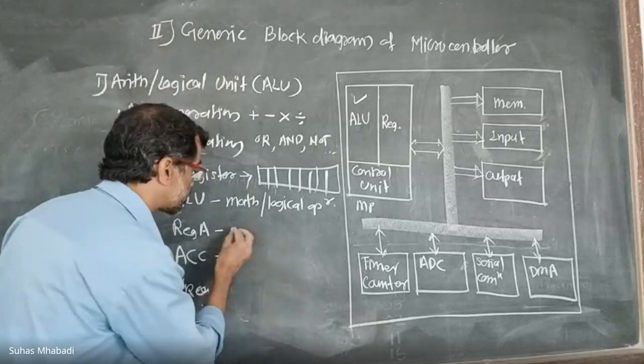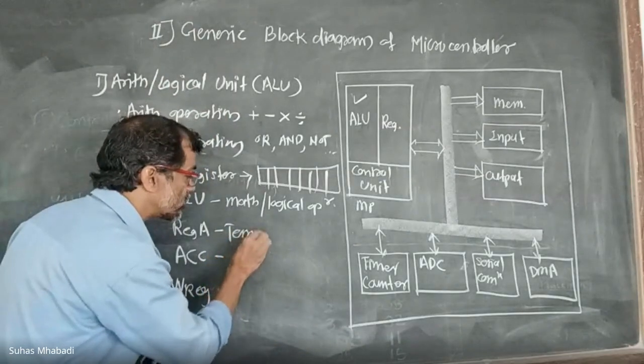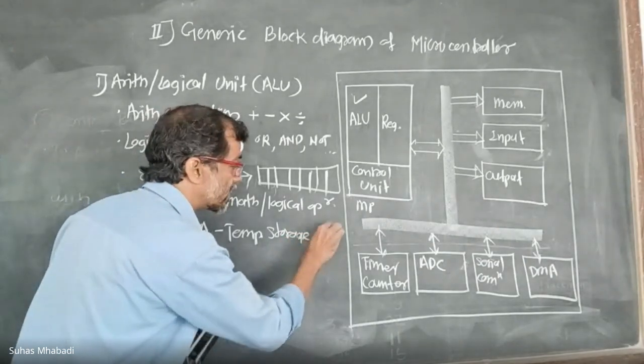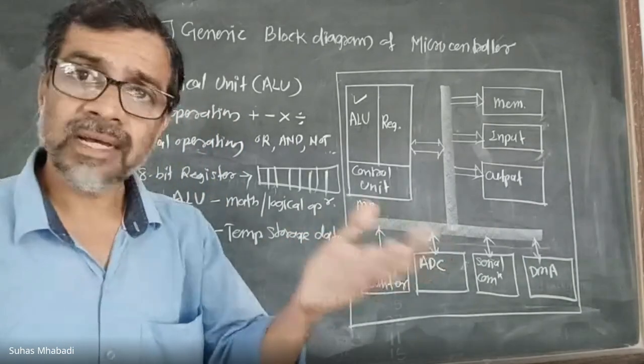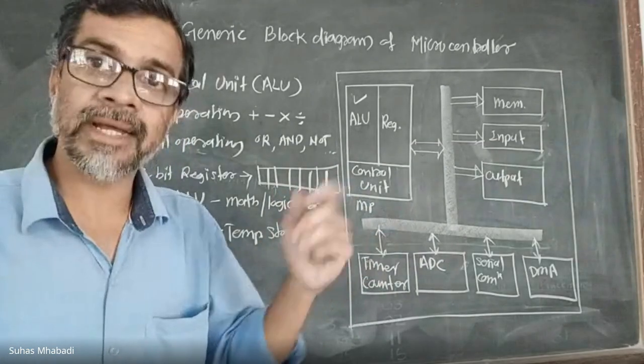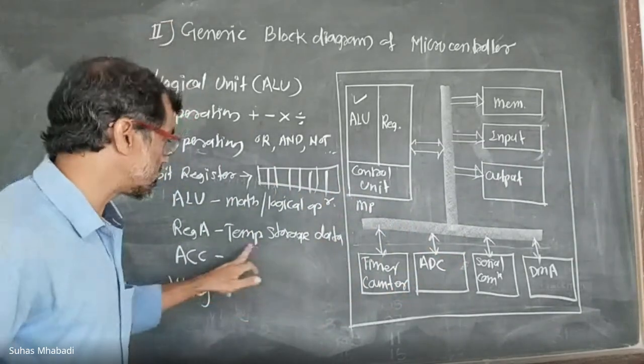it is called as register A when we go for temporary storage of data. How much data? 8 bit. This is 8 bit, so I can't store data of more than 8 bit. So this is called as register A.